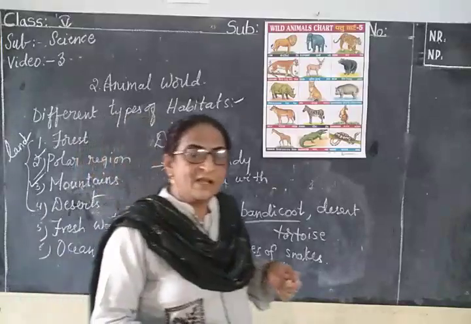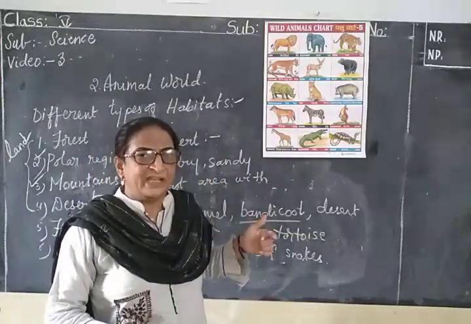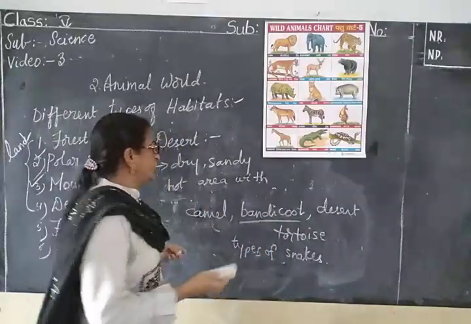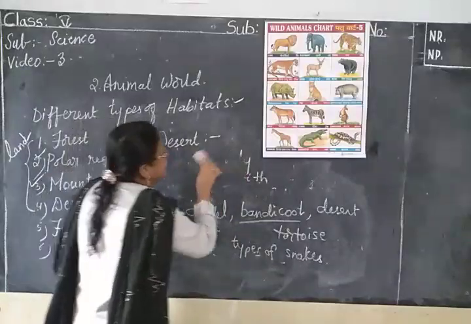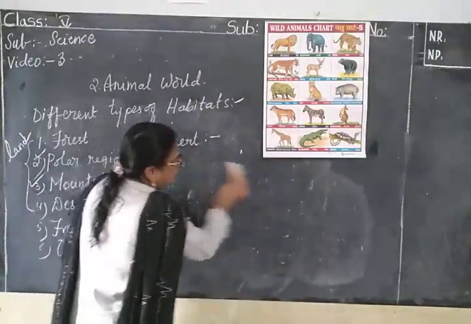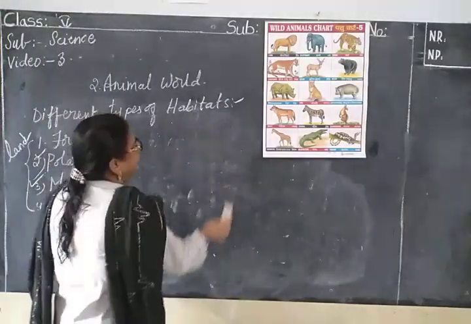So desert is a place where the dry climate, sandy area and very hot climate is found. It's very little rainfall, little vegetation also. In that way, desert is one of the habitats where you find some animals living in that type of habitat also. Next is the fresh water.